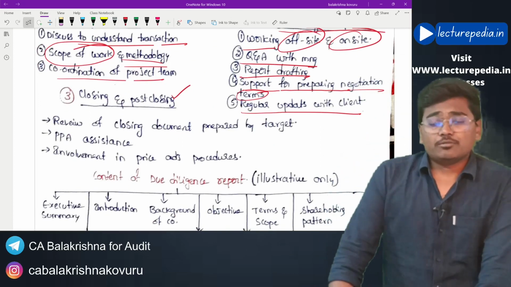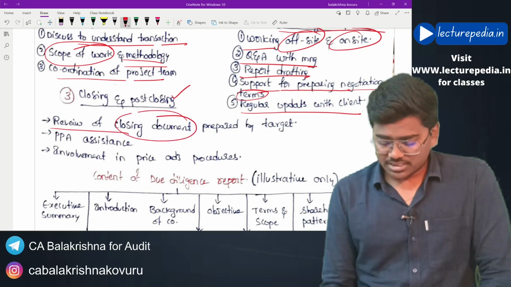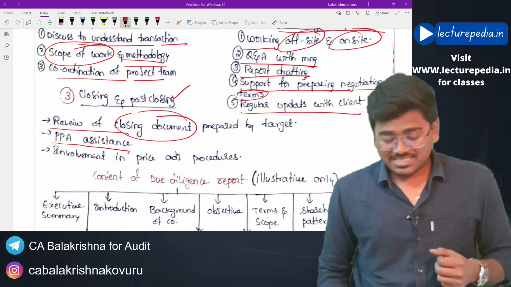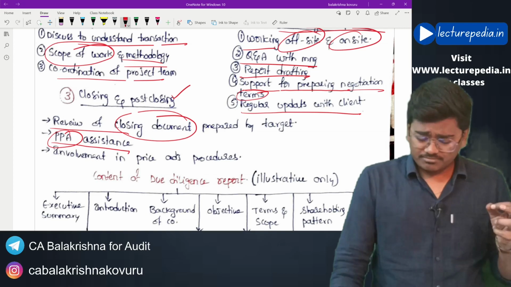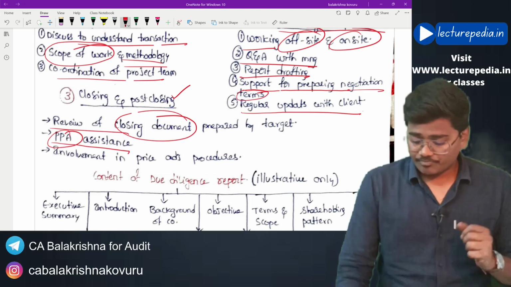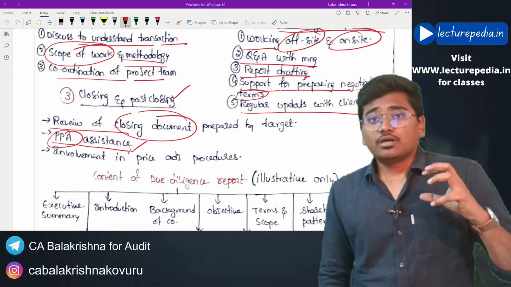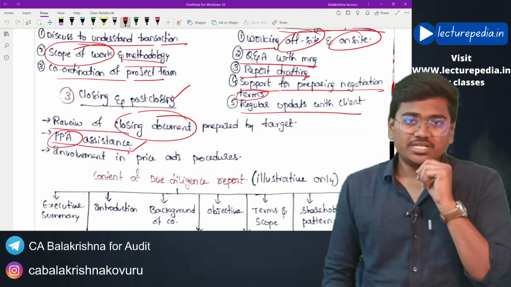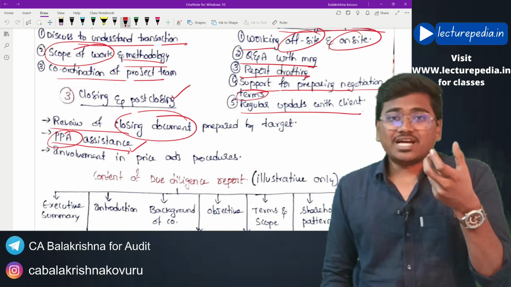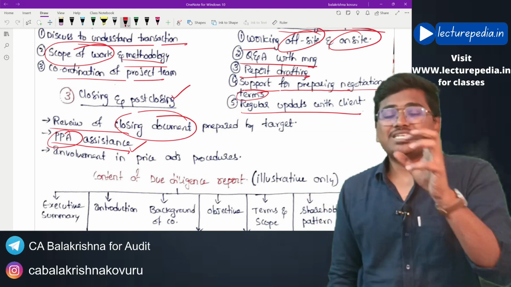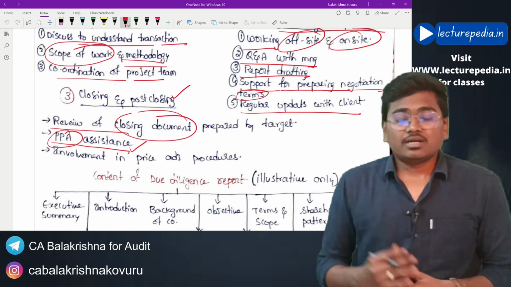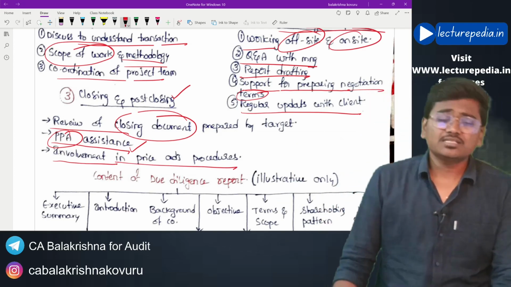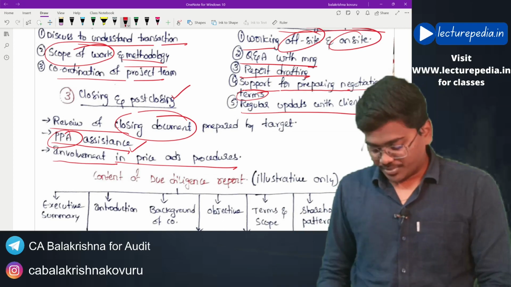And finally, closing and post-closing, we will review the closing documents prepared by the target company, and we will also give PPA assistance. What is this PPA assistance? Purchase price allocation assistance. The price that the investor is paying to the target company, how it has to be determined, how much amount is allocated to each asset, that purchase price allocation will assist the client. And then involvement in price adjustment procedures. All these will take place in the closing and post-closing period.